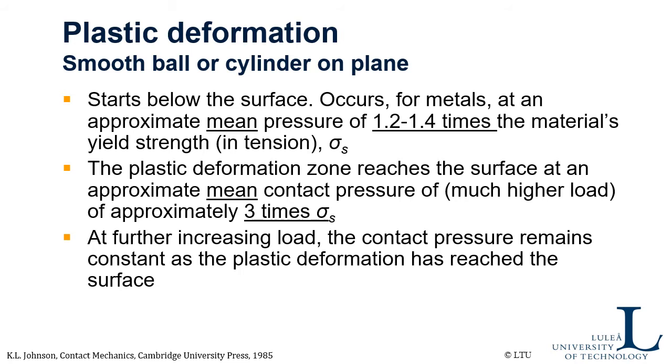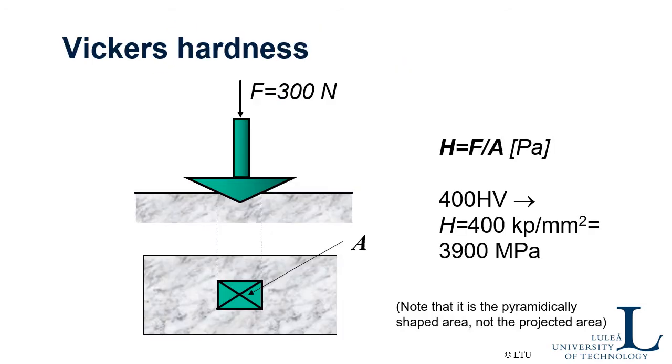So it remains constant, and that's something we are using for hardness testing. Remember that all these numbers are approximate, but still it's something to remember here, that the hardness is actually 3 times the yield strength. That's something to keep in mind. Okay, hardness testing then. So as I said, this thinking is the basis for hardness testing.